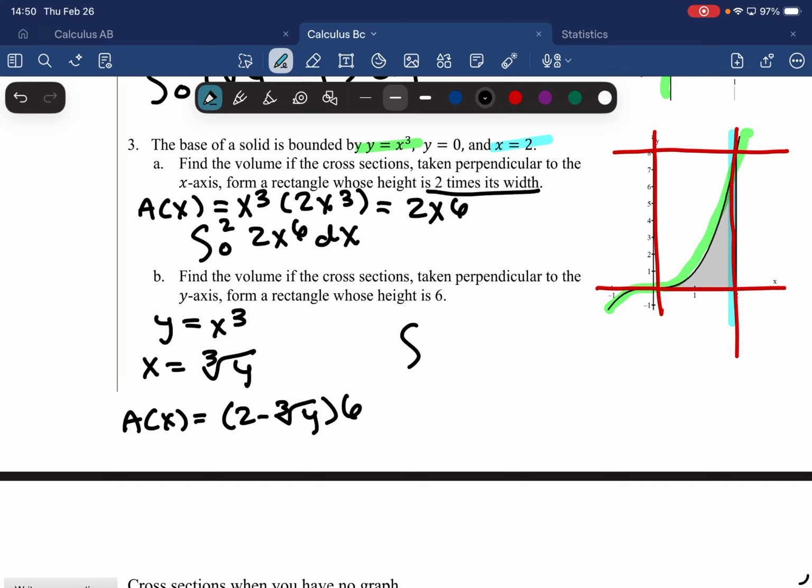So when I do my integral, it's the integral from 0 to 8 of that area, which is 6 times 2 minus the cube root of y dy.